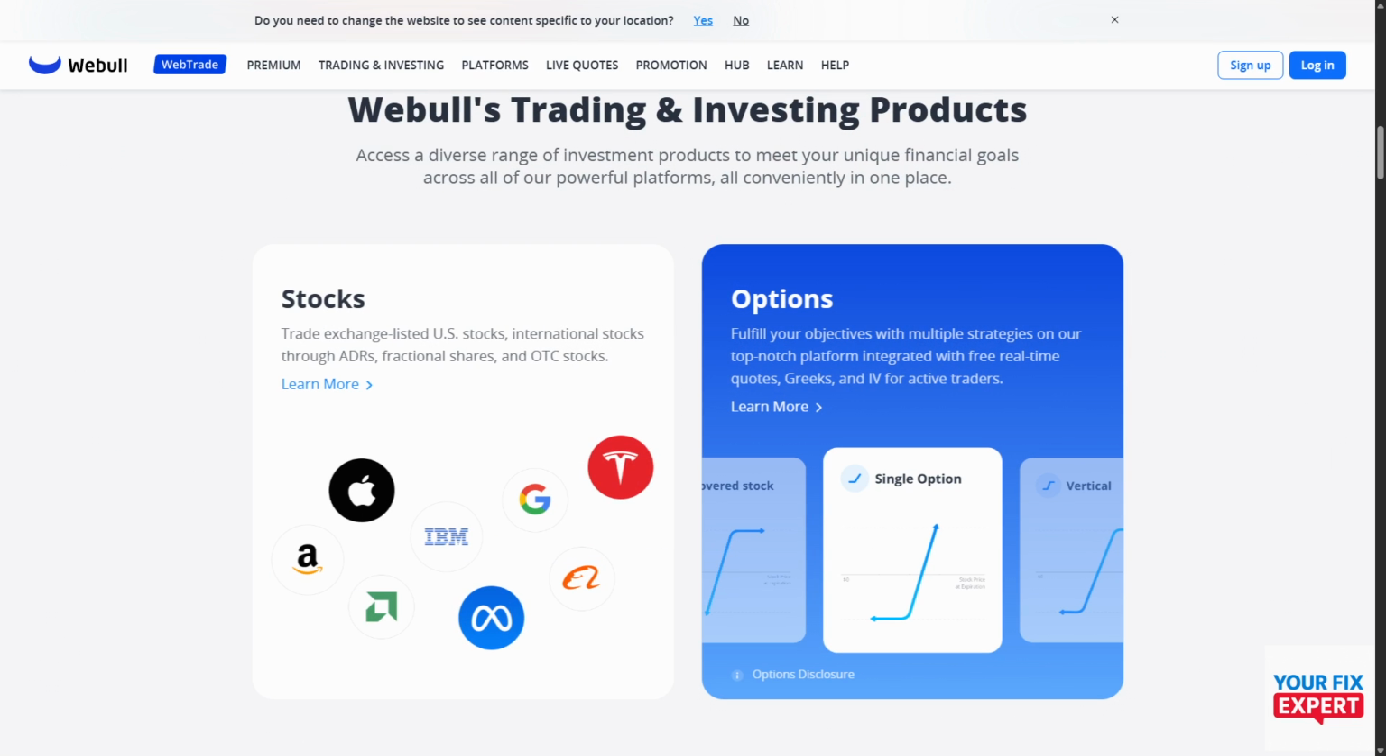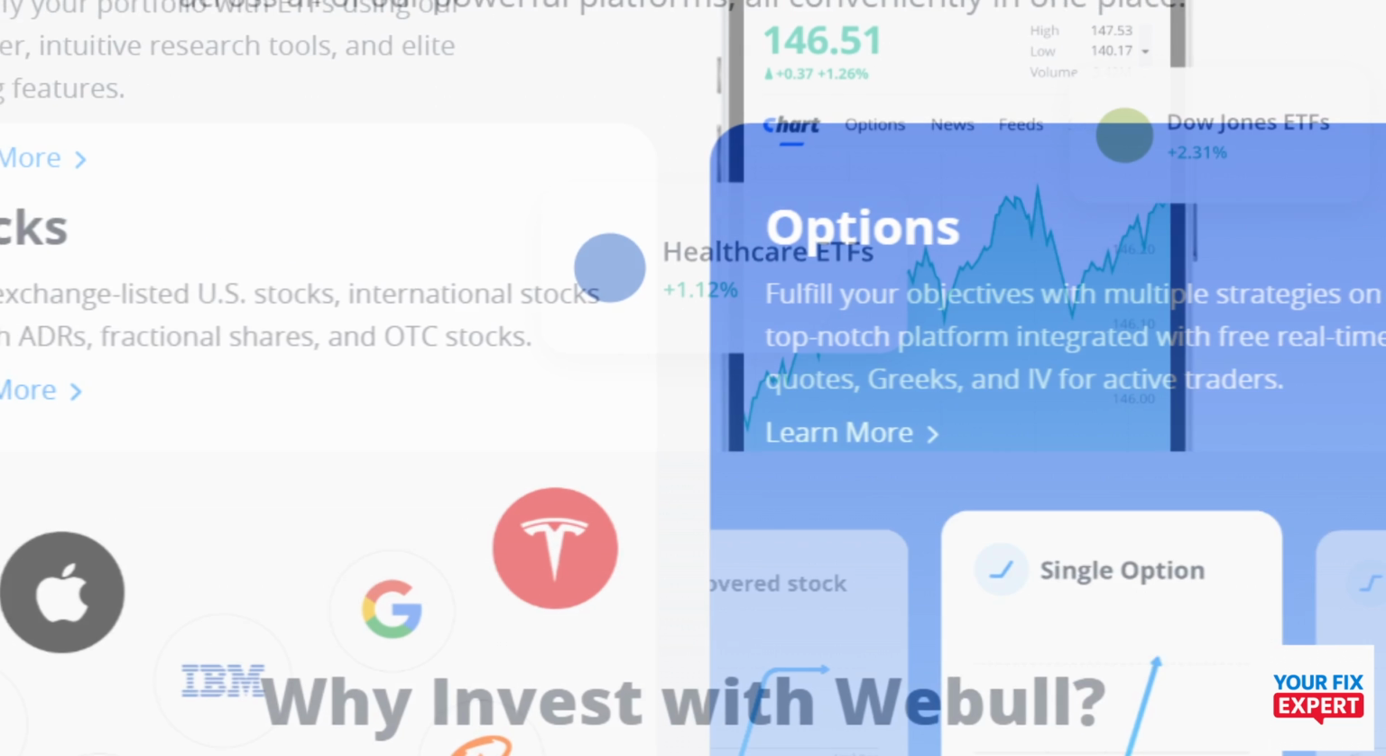So we'll start off with the most obvious one, stock trading. Investing in individual stocks is a foundational strategy. Webull provides commission-free trading, allowing you to buy and sell stocks without additional fees. Start by researching companies you're interested in and consider diversifying your portfolio to mitigate risk. That diversification is very important. Don't put all your eggs in one basket.